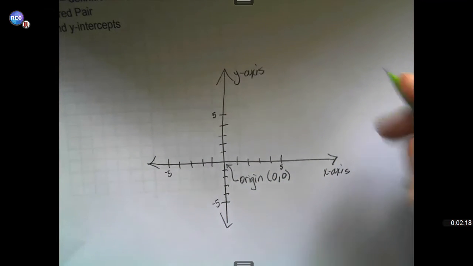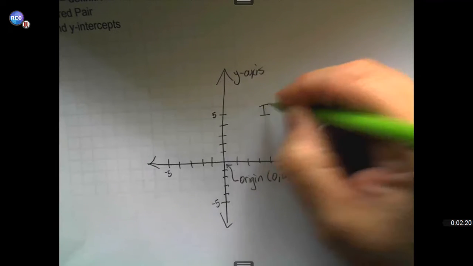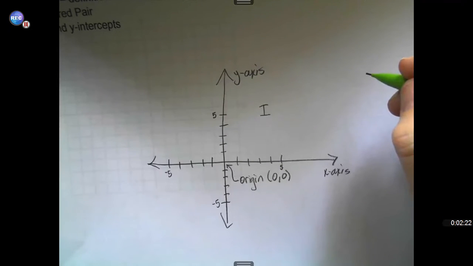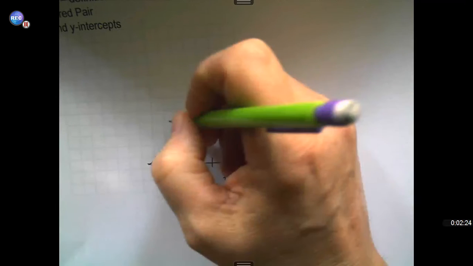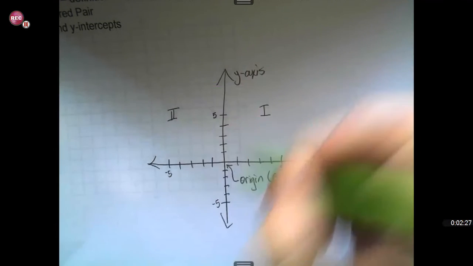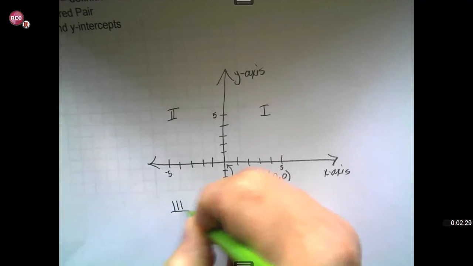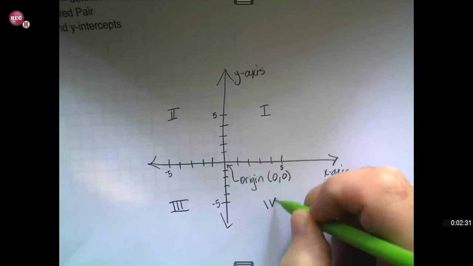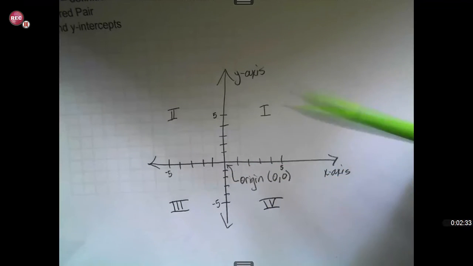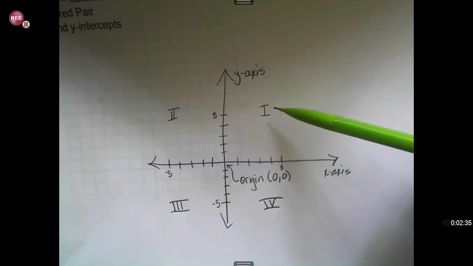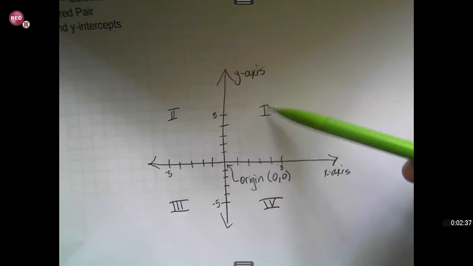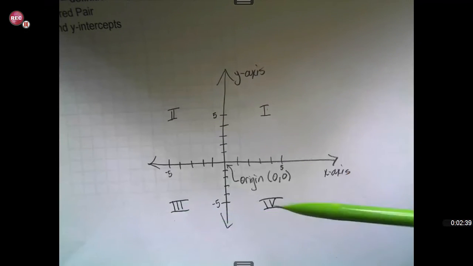Okay, this is quadrant 1, and we use Roman numerals to name the quadrants. This is quadrant 2. This is quadrant 3. This is quadrant 4. And notice that we go in a counterclockwise direction to name them. Quadrant 1, quadrant 2, quadrant 3, quadrant 4.